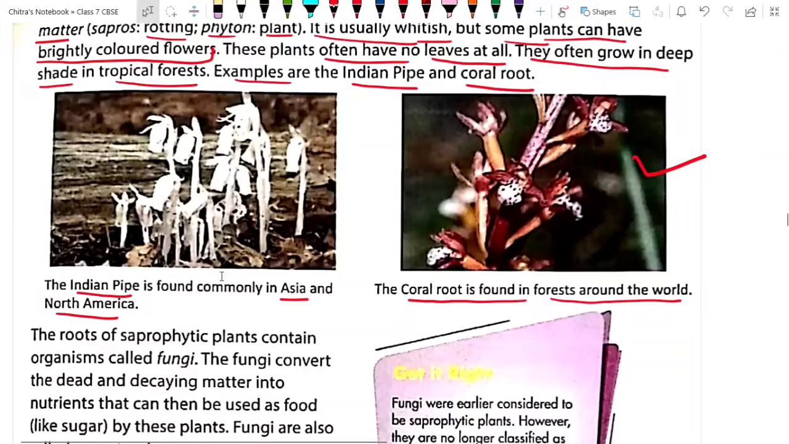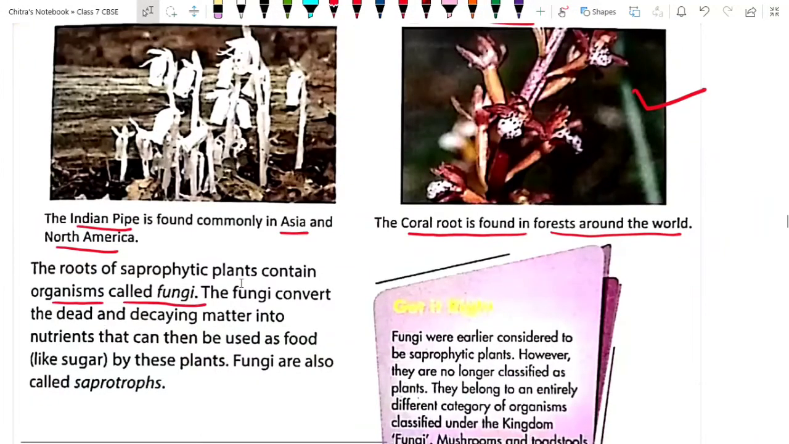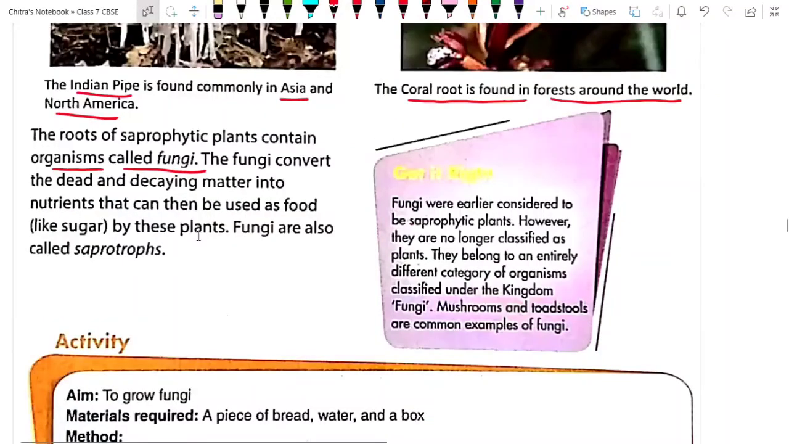The roots of the saprophytic plants contain an organism called fungi. The fungi convert dead and decaying matter into nutrients that can be reabsorbed by the other plants and used as food, like sugar, by these plants. Fungi are also called saprotrophs.